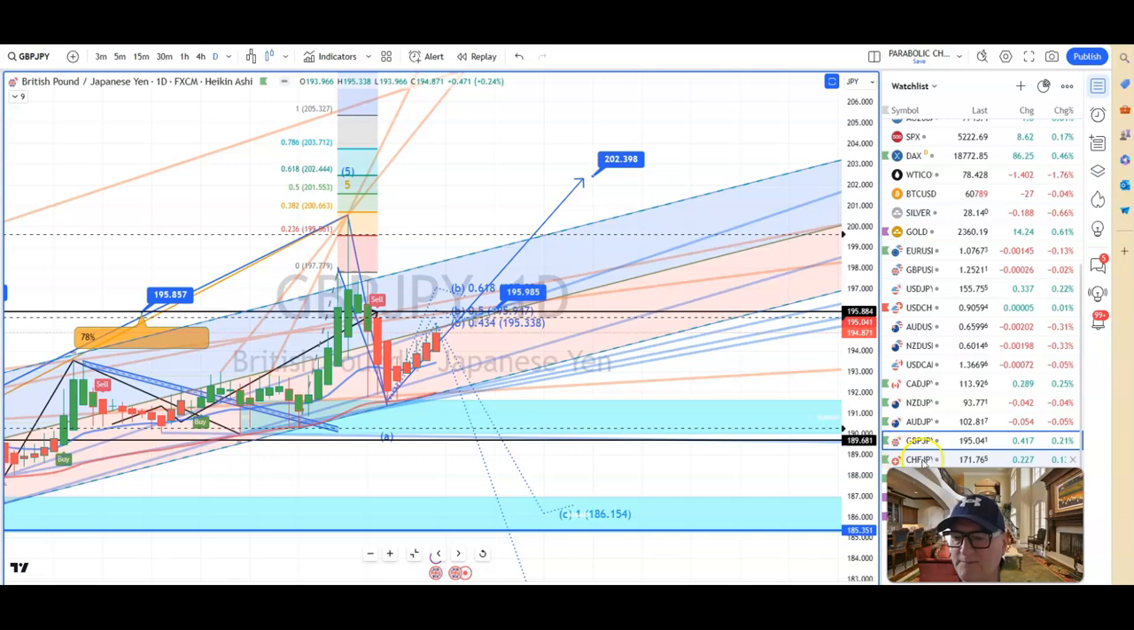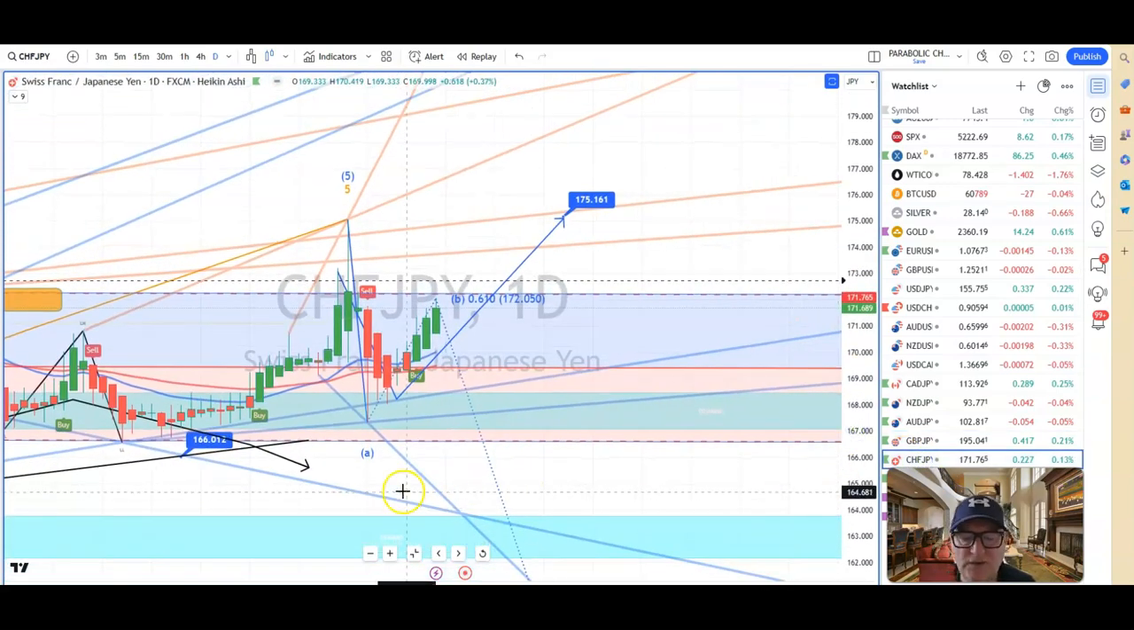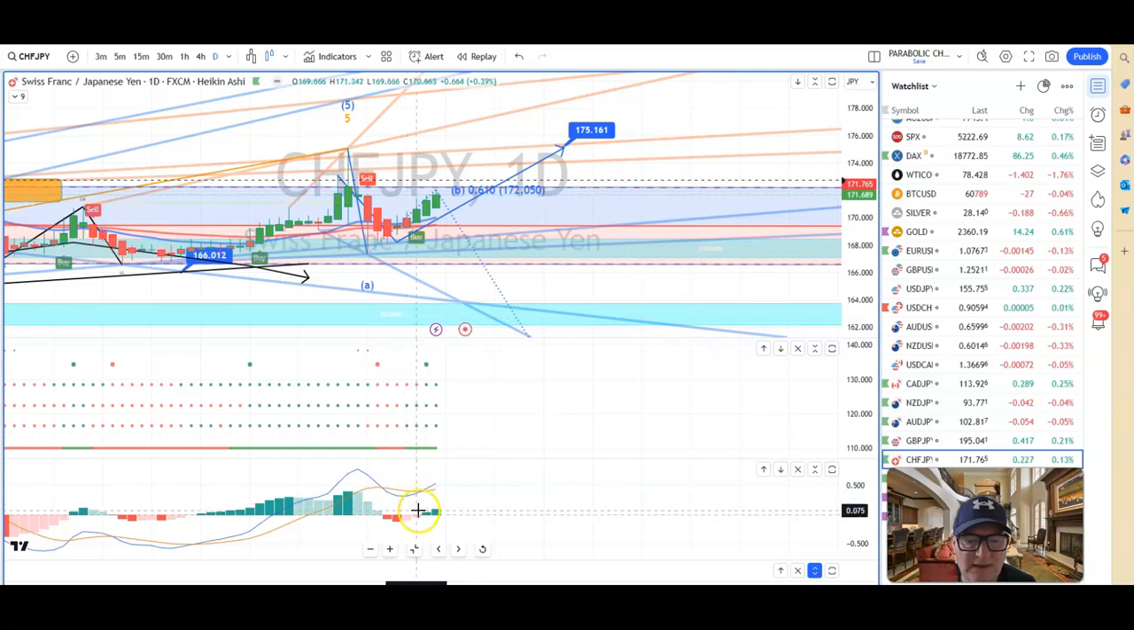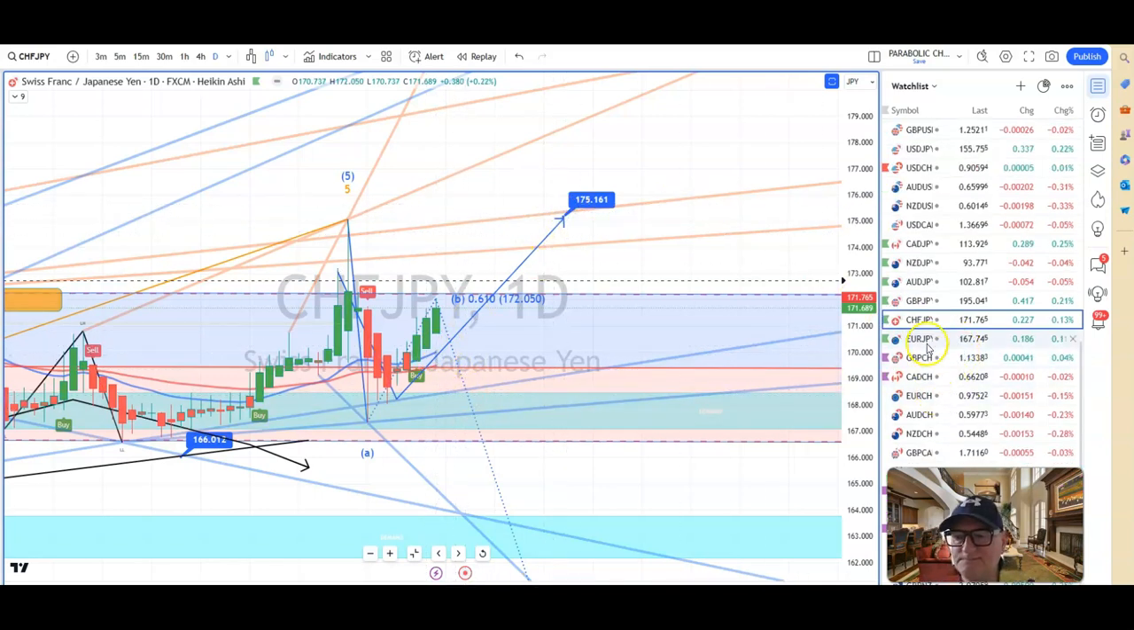Swiss yen into an ABC pattern again, not as good as the Canadian yen, but nonetheless parabolic to the upside. All the buys are in, so this is very, very strong, and so we do expect it to go to 175.16.